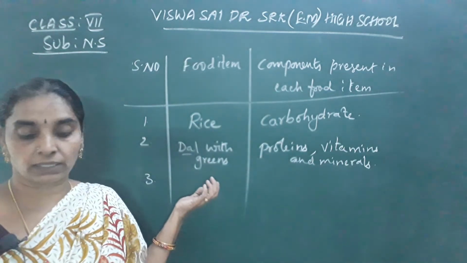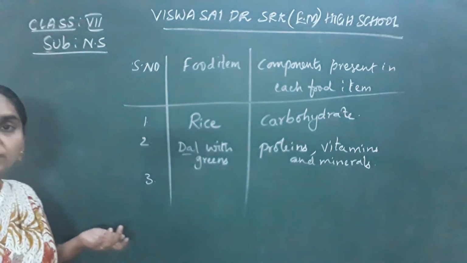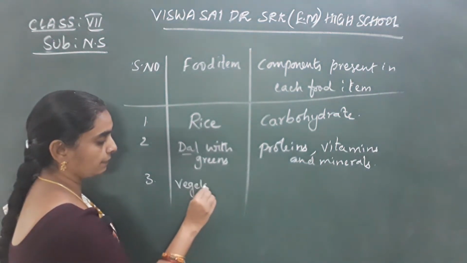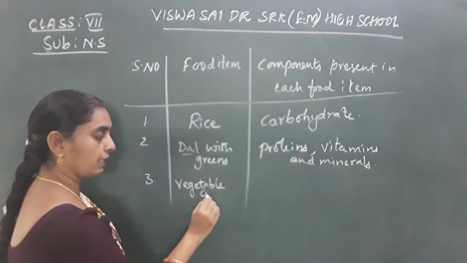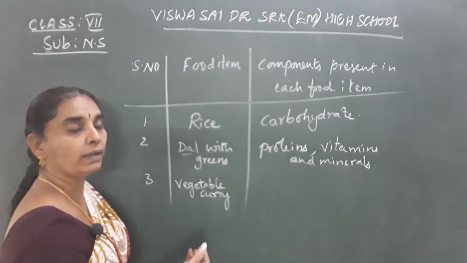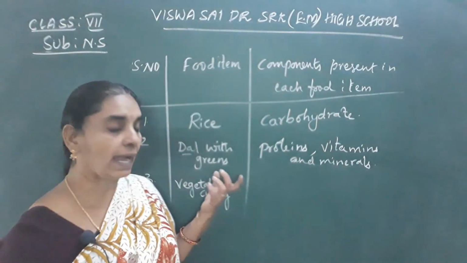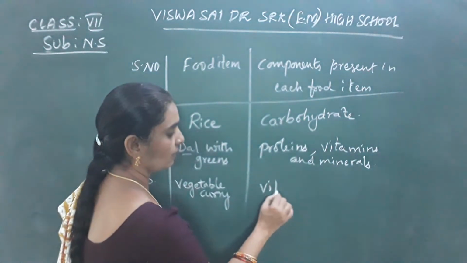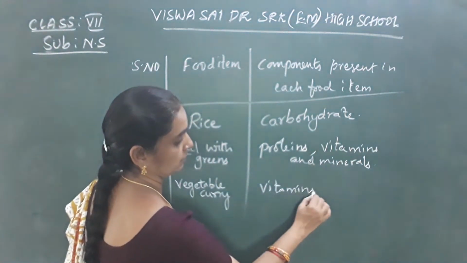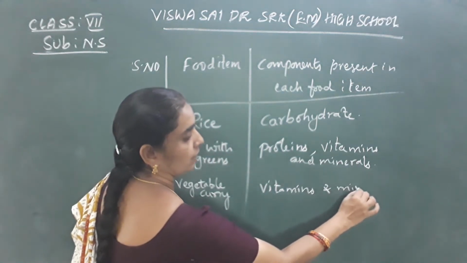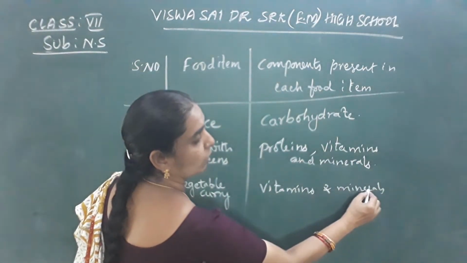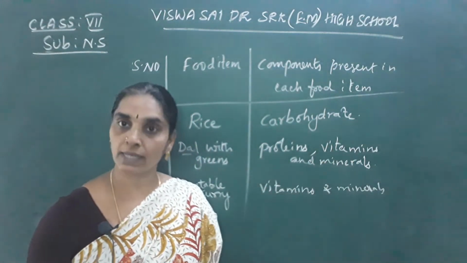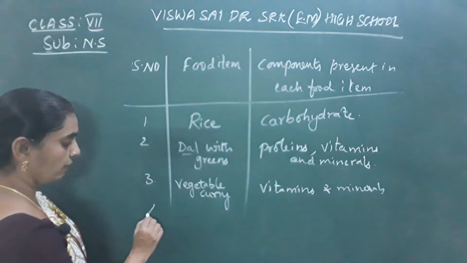And in a similar manner, if you take the rasam or any curry, a vegetable curry or any other curries, or any egg curry or egg and tomato, if you add a vegetable curry, then you have to write vitamins and minerals. If you write egg and tomato, then egg contains proteins. Along with proteins, you have to write vitamins and minerals. Like that, you have to write down.